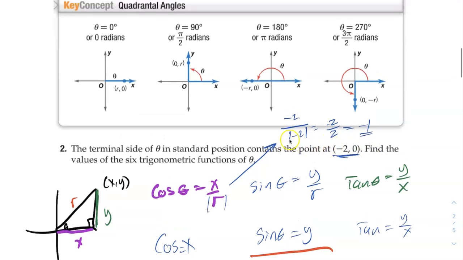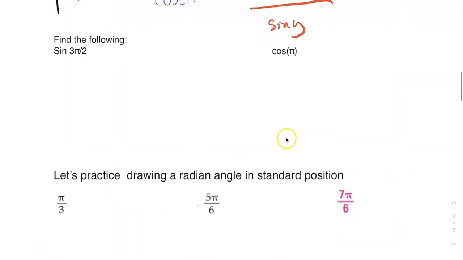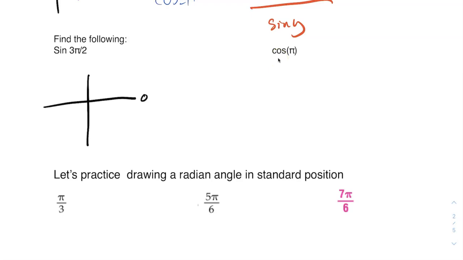Okay, now let's apply that to the unit circle. So how would I find the following? Sine of 3 pi over 2 and cosine of pi. Well, step 1 is we graph it. Here's 0, here's pi, here's pi over 2 and 3 pi over 2.